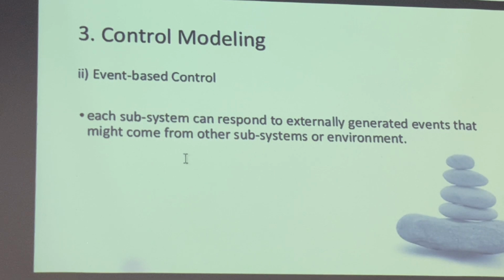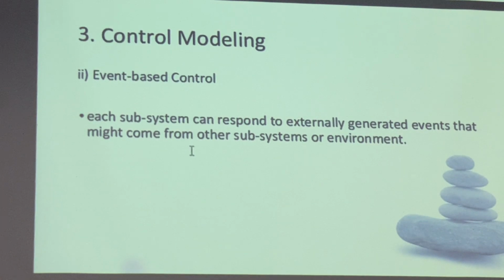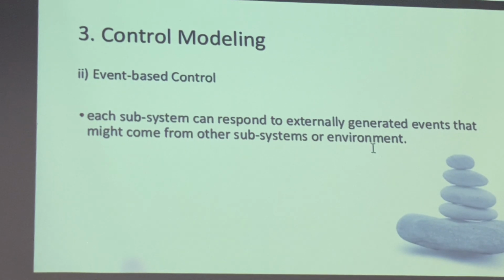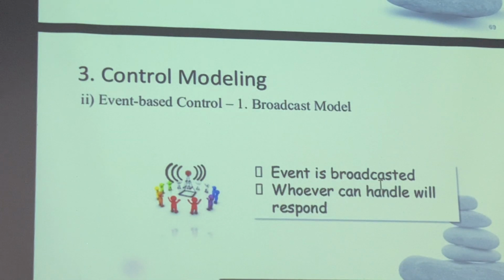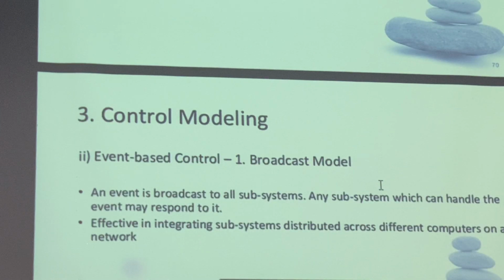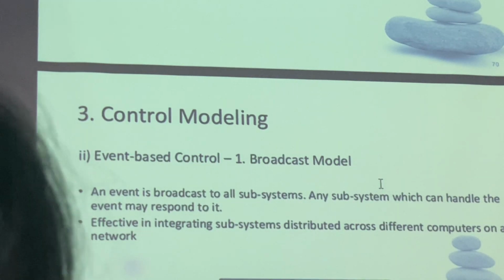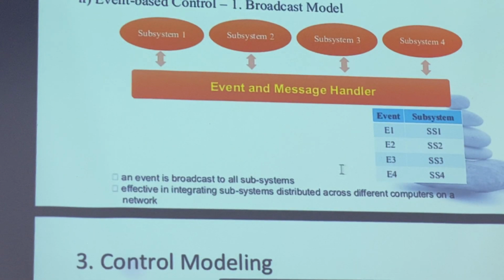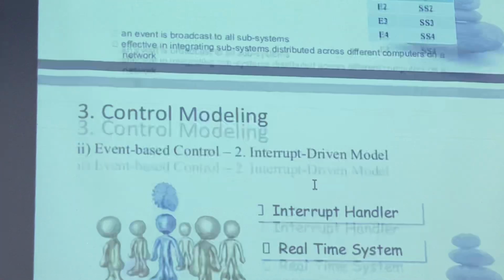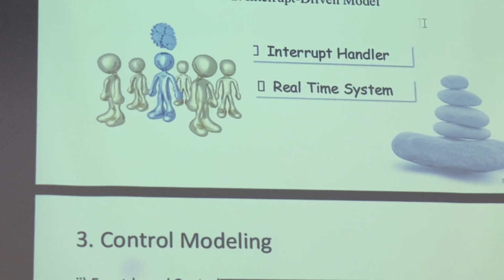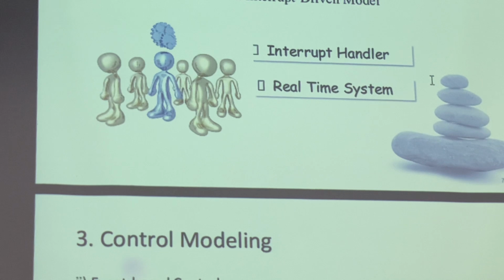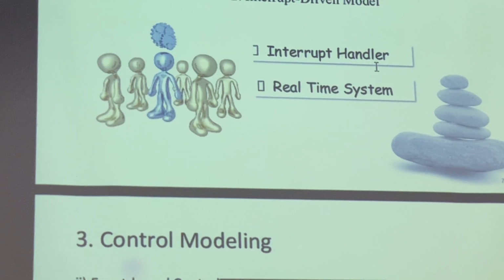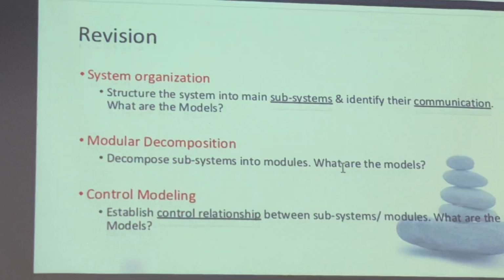So you can see here, each subsystem can respond to externally generated events that might come from other subsystems or the environment. So this is the difference between control-based and event-based. Where can we apply this? We can apply it in a real-time system, for example, interrupt handlers, all these things.